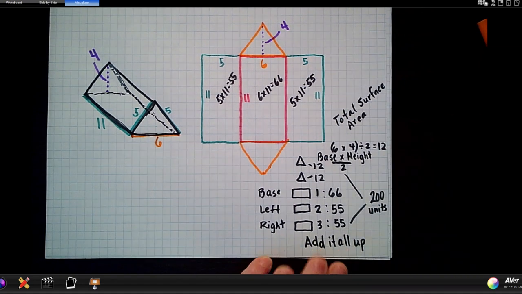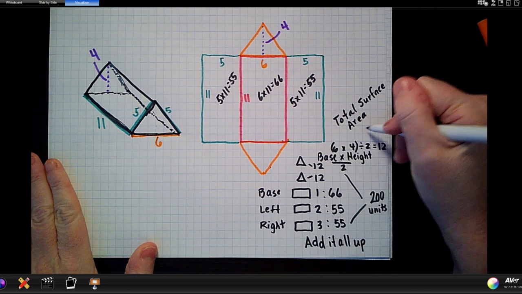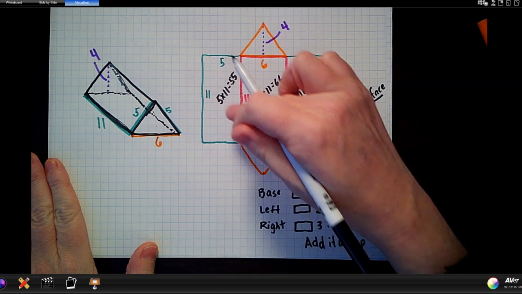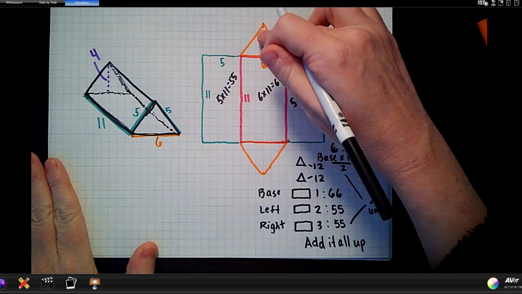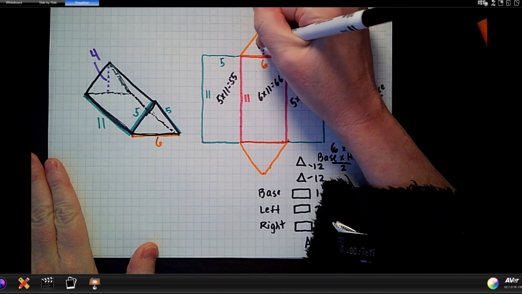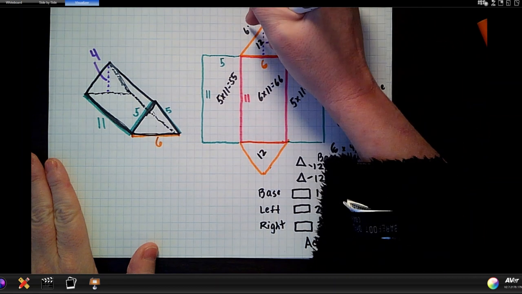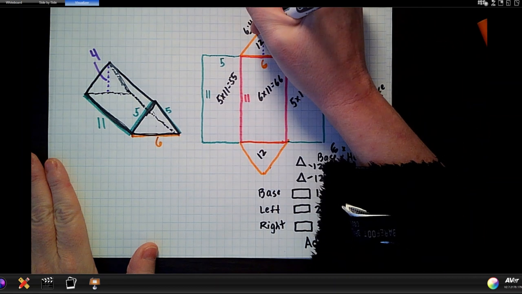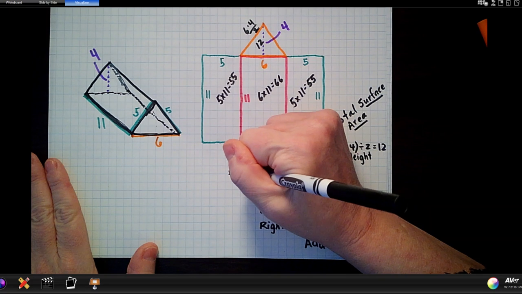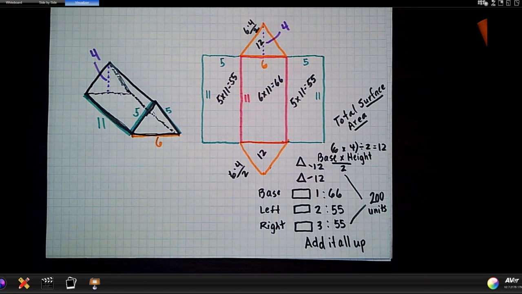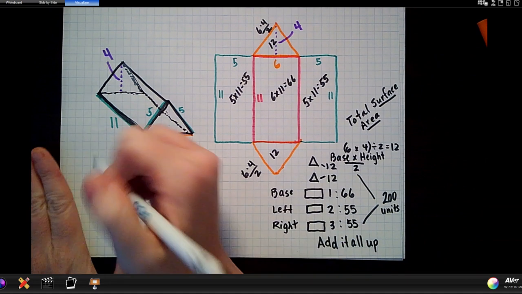Okay, all together. Now, let's see about the volume. This is the surface area. Surface area is the harder part because we're finding the area of every single side of our shape. And I might even put 12 in here and 12 in here. Again, 6 times 4 divided by 2. So each of those is 12. All right, now let's do volume.